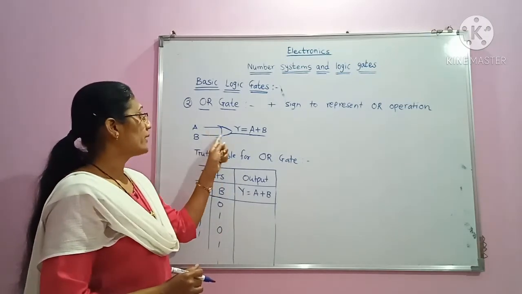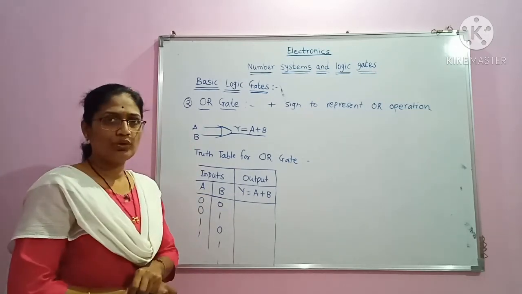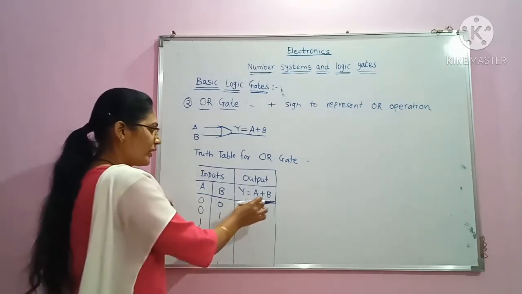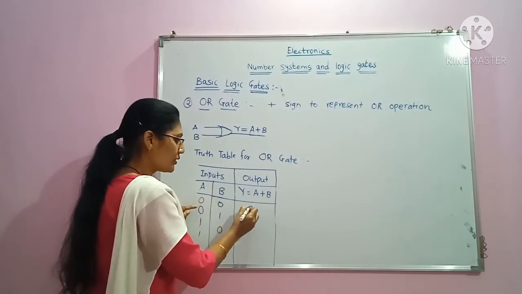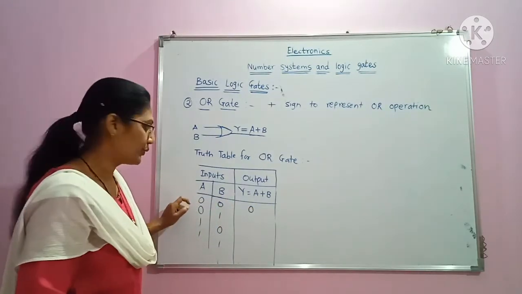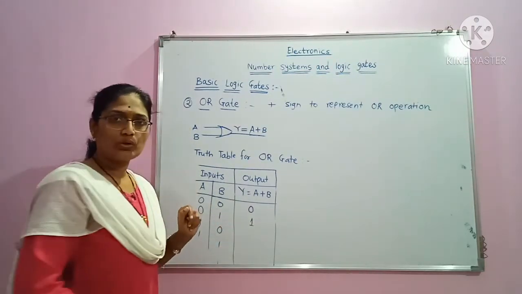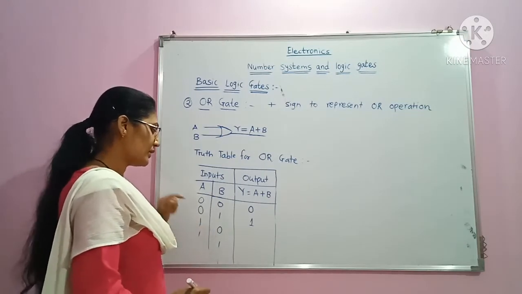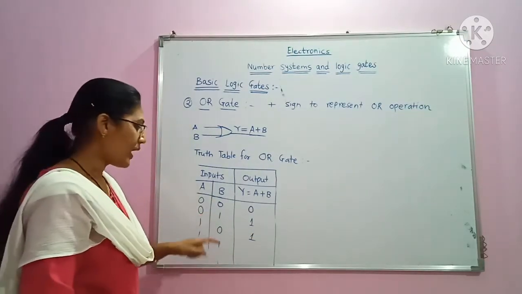We know that the output of the OR gate is nothing but the addition of these two. So if we perform the addition operation, then 0 plus 0 is going to give me a low output. Then 0 plus 1 means it will be at logic 1. 1 plus 0 again will give me a logic 1 state or high state.